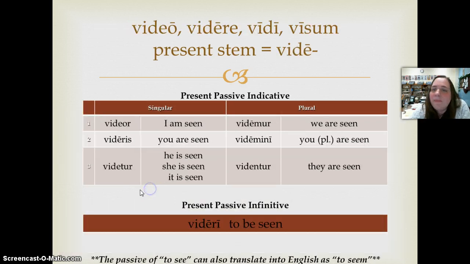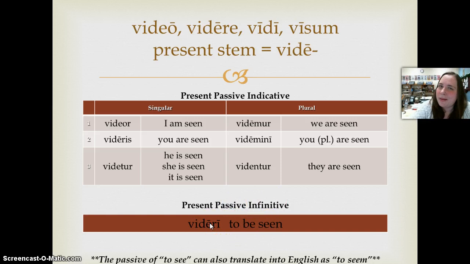Okay? I also have a second conjugation verb here, video, videre, vidi, visum. And again, it follows the same pattern. You have your first principal part plus the R for the first person singular present passive indicative. And then you have your present stem plus the present passive ending. So videor, videris, videtur, videmor, videmini, videntur. And your present passive infinitive, videri, to be seen.